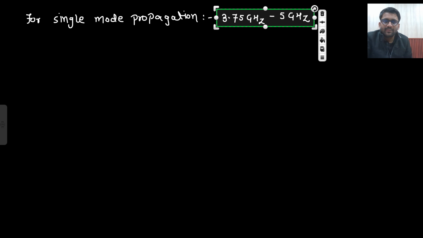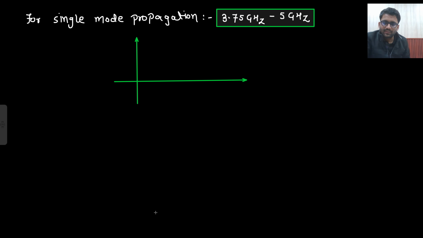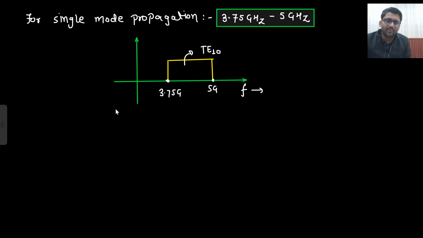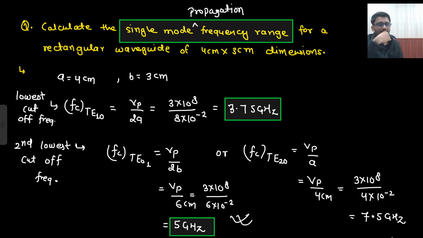So if this is my frequency range, that means if this is your bandwidth, which bandwidth? This is your 3.75 GHz and this is your 5 GHz. If this is your bandwidth, then in this bandwidth only TE10 will be propagated. Okay, they can ask you the bandwidth as well. What is that bandwidth? 5 minus 3.75, that would be 1.25 gigahertz. So this bandwidth also they can ask, that what will be the single mode propagation bandwidth. Did you understand this point?